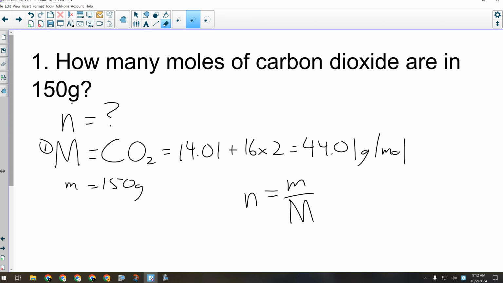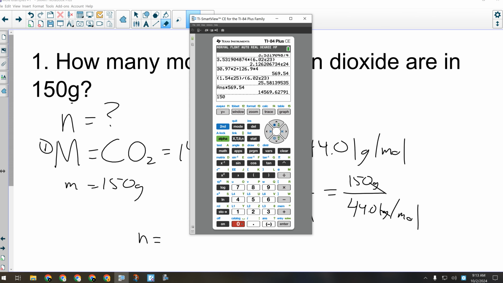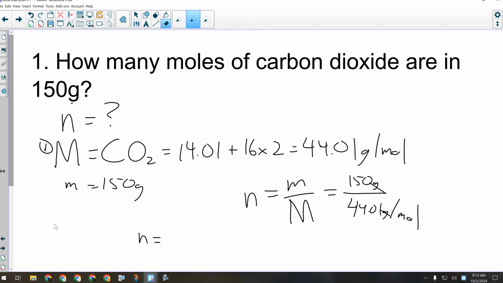Okay, so N equals little m over big M. Do I have to manipulate it for this question? No, it's already set up to solve for number of moles. That's what the question wants. Okay, 150 grams divided by 44.01 grams per mole. When I do that calculation, the grams are going to cancel, leaving me with moles. 150 divided by 44.01, we're looking at 3.41 moles.